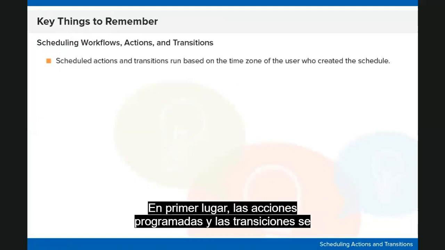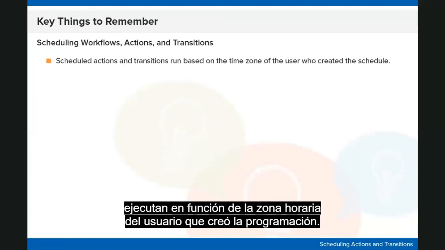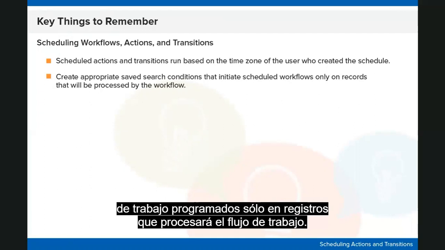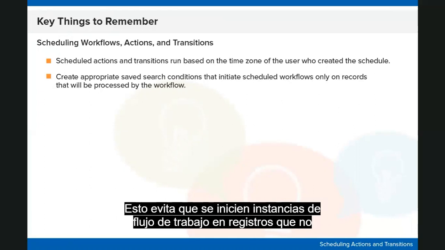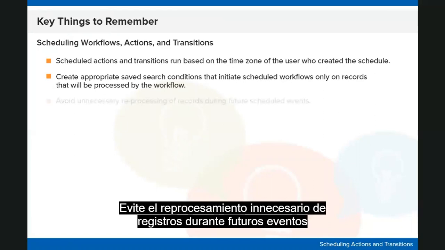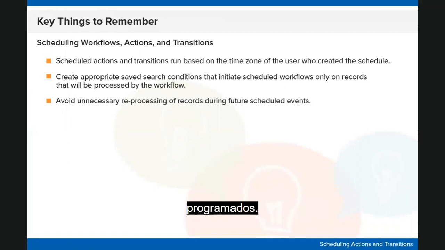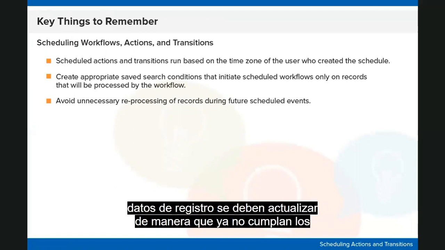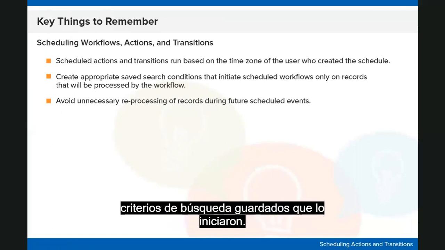First, scheduled actions and transitions run based on the time zone of the user who created the schedule. Create appropriate saved search conditions that initiate scheduled workflows only on records that will be processed by the workflow. This prevents workflow instances from being initiated on records that don't require updating. Avoid unnecessary reprocessing of records during future scheduled events. Once a record has been processed by a scheduled workflow, record data should be updated in such a way that it no longer meets the saved search criteria that initiated it.